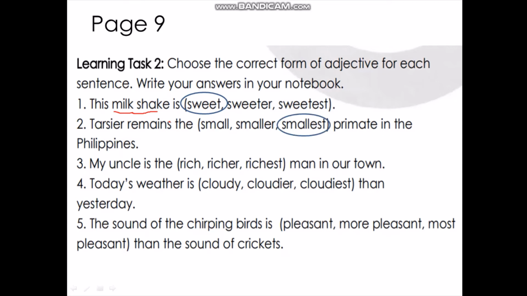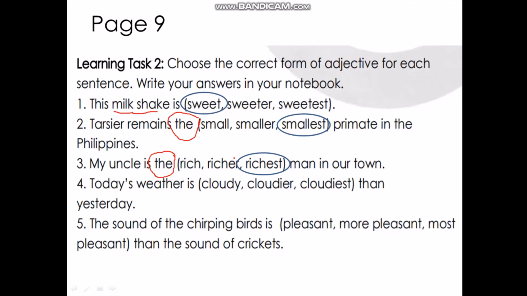Number 2, it's smallest. Why? Because it has the word the. Okay, the. As we said in the rule, remember that if there's a the before the adjective, it means that it's in a superlative form. Okay? Number 3, my uncle is the. We have the word the again. So the answer would be richest.